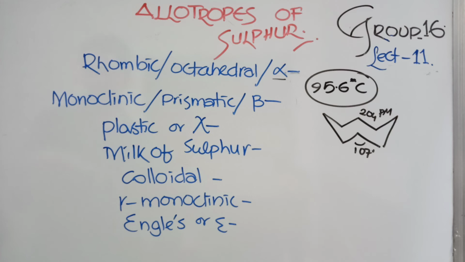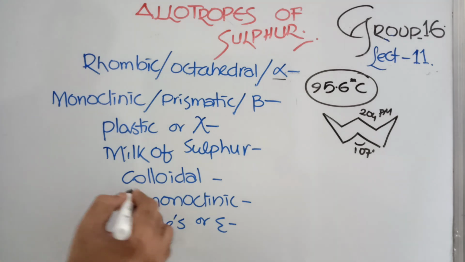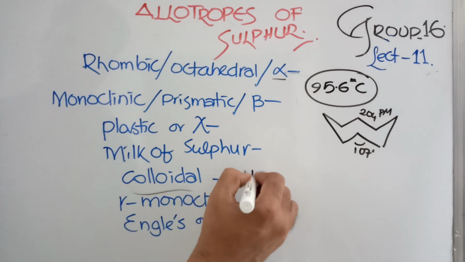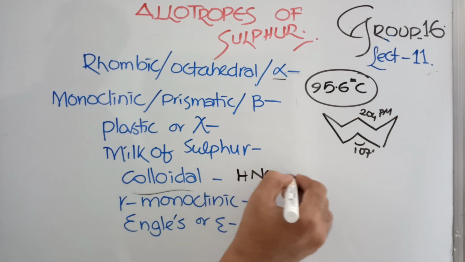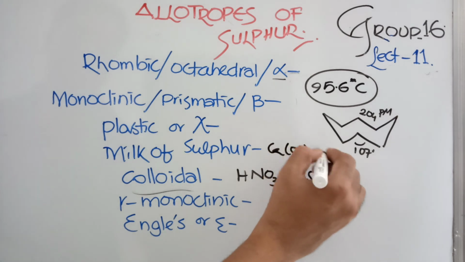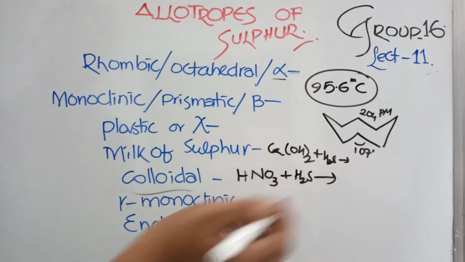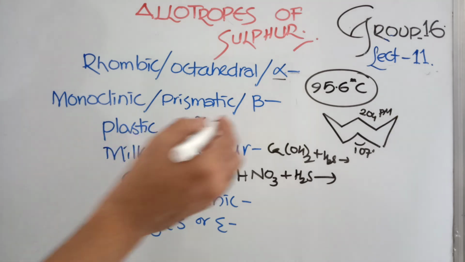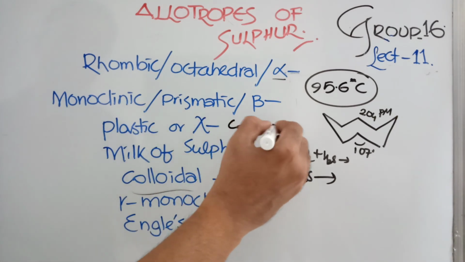Colloidal sulfur is obtained by passing hydrogen sulfide, H2S gas, through a solution of an oxidizing agent like nitric acid. When H2S is passed through HNO3, the sulfur that is formed is called colloidal sulfur. So you get colloidal sulfur from HNO3 plus H2S. Milk of lime is nothing but calcium hydroxide, and when you pass H2S or sulfur, you get milk of sulfur. Plastic sulfur is obtained when you pour boiling sulfur into cold water.